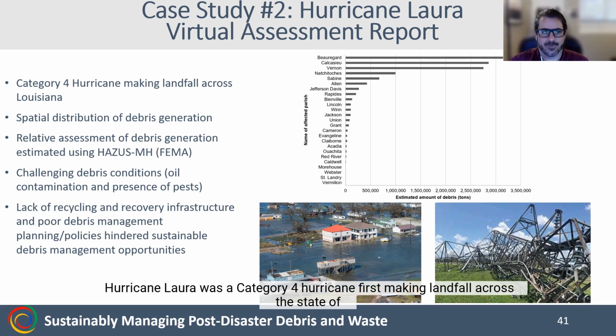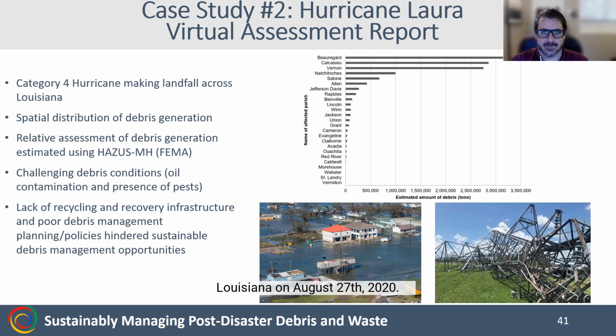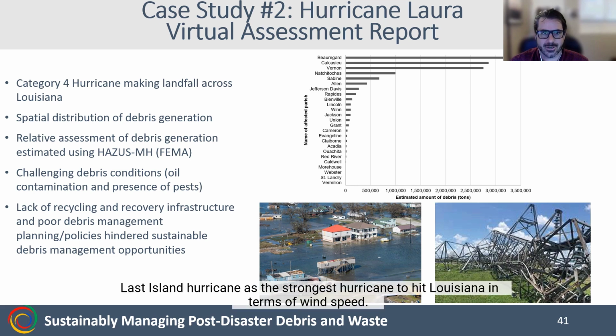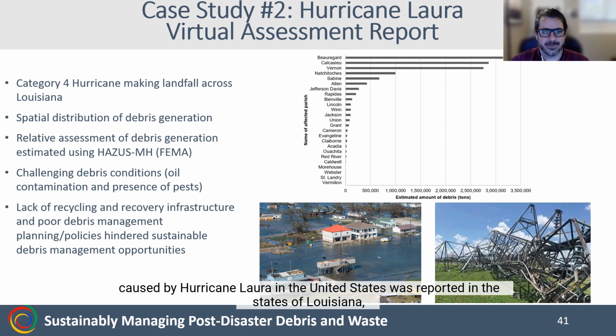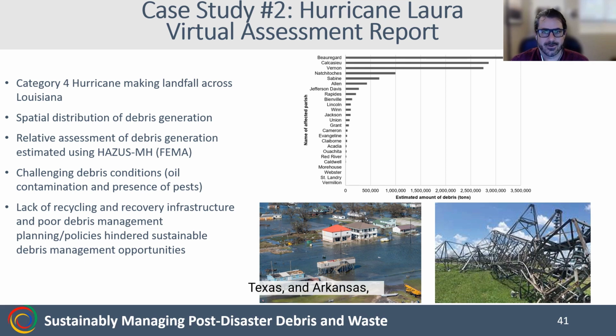Hurricane Laura was a Category 4 hurricane, first making landfall across the state of Louisiana on August 27, 2020. It is tied with the 1856 Last Island hurricane as the strongest hurricane to hit Louisiana in terms of wind speed. It is also tied as the 5th strongest hurricane hitting the U.S. by wind speed at landfall, while setting records for the fastest intensification rate in the Gulf of Mexico. Damage caused by Hurricane Laura in the United States was reported in the states of Louisiana, Texas, and Arkansas, with Louisiana being the most impacted, specifically the city of Lake Charles.